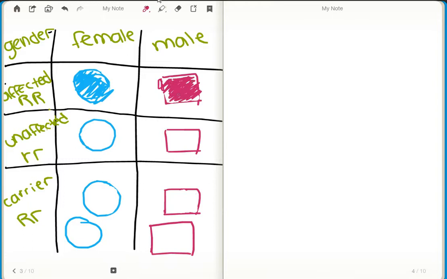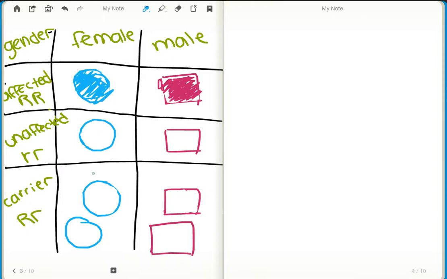Okay, so then if someone is unaffected or does not phenotypically show the trait, they are just blank circles. So we're not going to color them in if they're females, and they're blank squares if they are males.